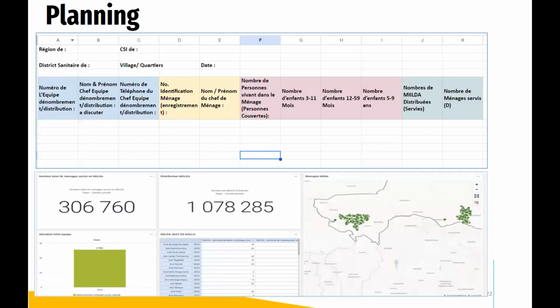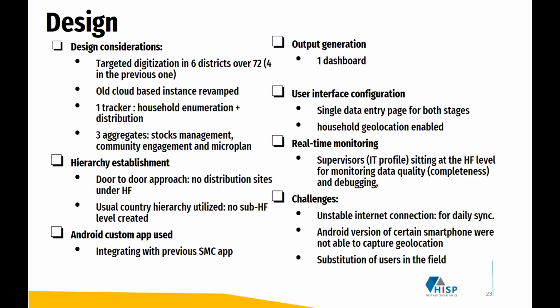That was some screens. There we have a BedNet campaign that we conducted in pilot mode in 6 districts over 72. That was an increase because in the previous campaign we did 4 districts. So we use 1 tracker and 3 aggregates. We have a usual hierarchy and put some dashboard there. The challenge we faced was almost the same.